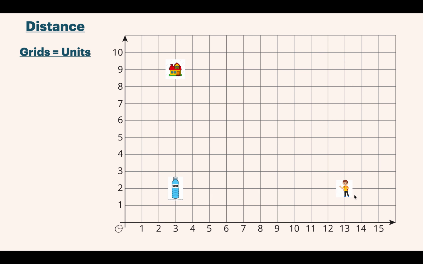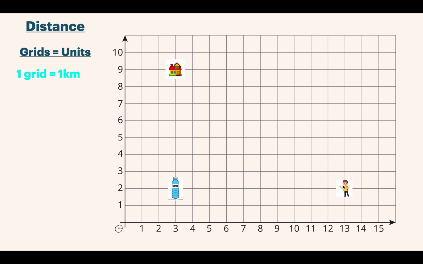Okay, now let's say one grid, or one unit, sorry, is 1 kilometer. So he's really far away from home, you can see just by looking. Imagine walking one of these, just across like that, is walking 1 kilometer. Pretty far.